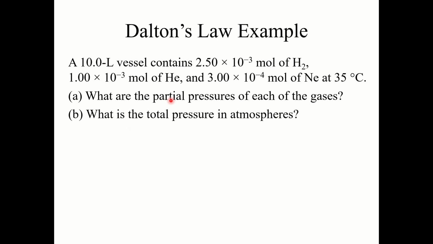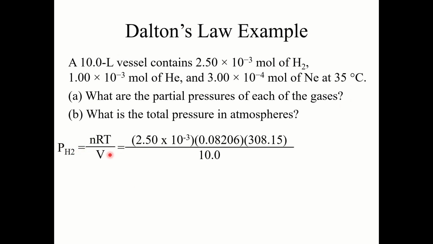So first, to answer A, what are the partial pressures of each of the gases? Well, you should notice that we've got the amount in moles, we've got the volume in liters, and we've got the temperature in Celsius, which we can convert to Kelvin. So to answer A, we need to use the ideal gas law. So pH2 is equal to nRT over V.